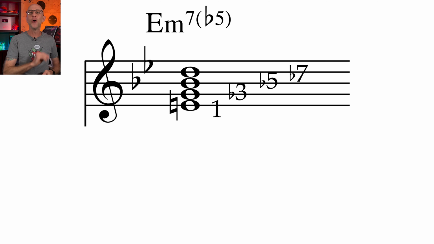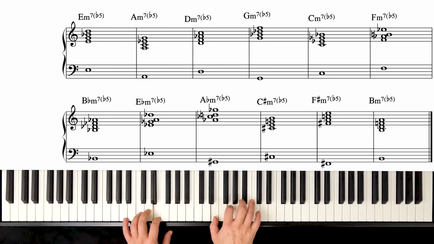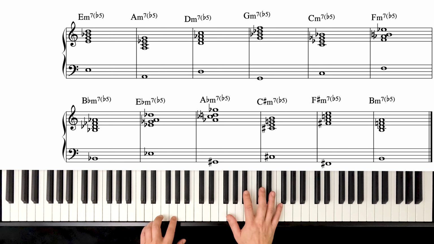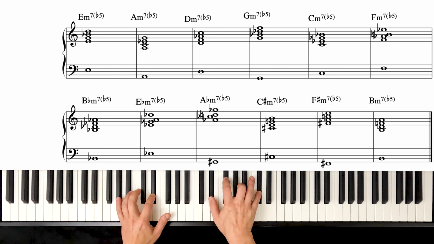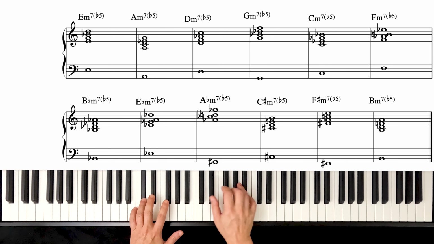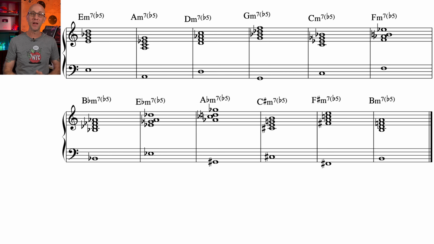So to make sure you know your minor 7 flat 5 chords really well, here's your next assignment. Play all the minor 7 flat 5 chords like this. Again, you need to nail these chords every time if you want to be a good jazz player. No excuses. Finally, let's look at the first two notes in the melody.